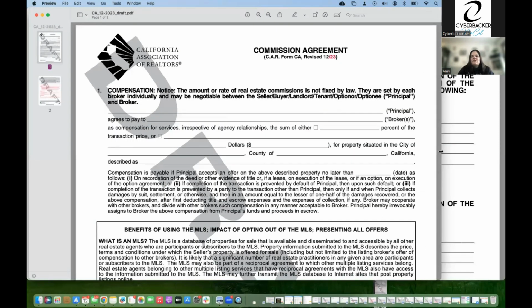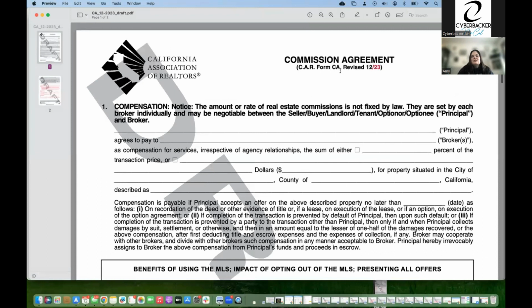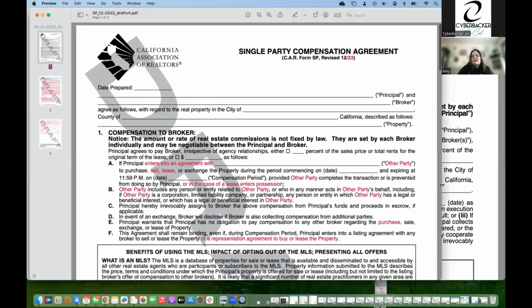Commission agreement. There are two of these forms. One is the commission agreement, the CA. There's a second one for a single party compensation agreement. Let me see if I can find it. My Zoom toolbar is in the way, so it makes it difficult to find it. So let me see if I can find that single party compensation form. I think it's going to be this one. All right, single party compensation agreement.